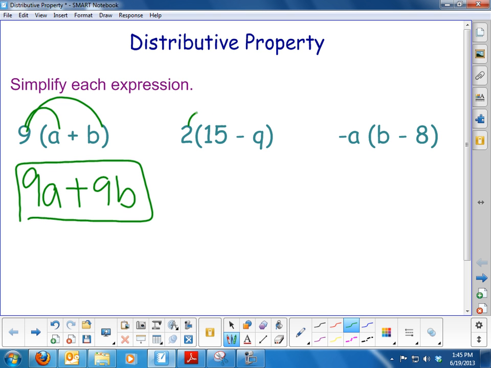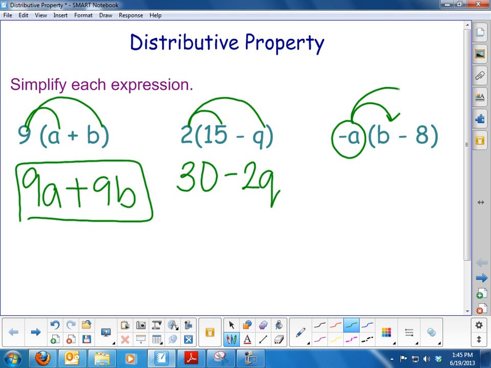The 2 is going to get multiplied, or distributed, into what is inside my parentheses. 2 times 15 gives me 30. 2 times negative q is negative 2q, or minus 2q. Okay? Next problem, I'm now distributing the negative a. The negative a is on the outside of my parentheses, so it gets distributed, which means multiply, times the b and the negative 8, the minus 8.